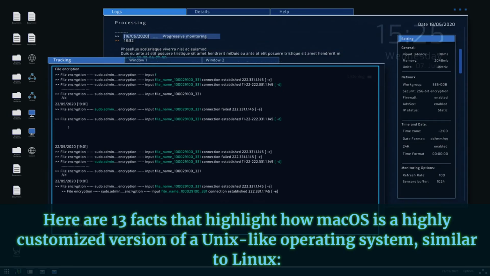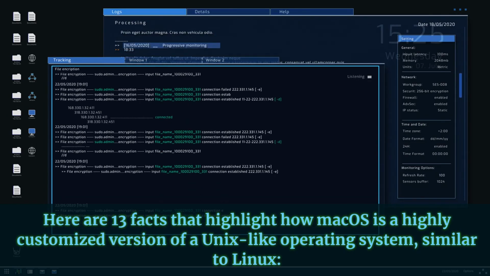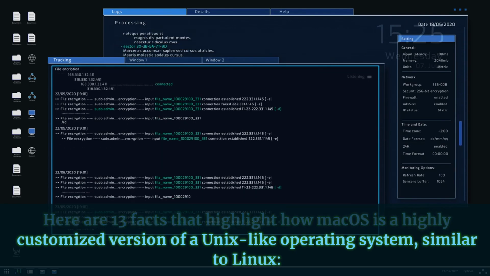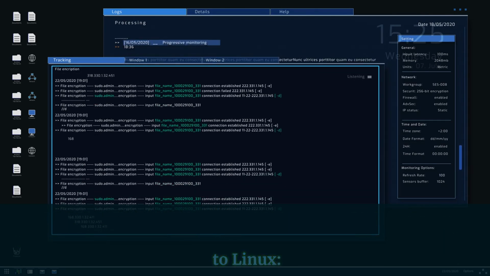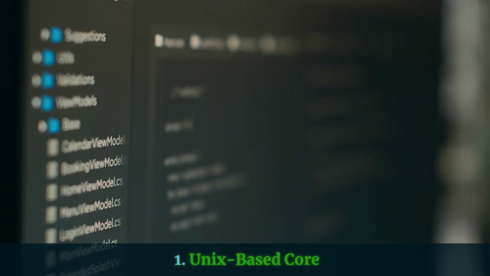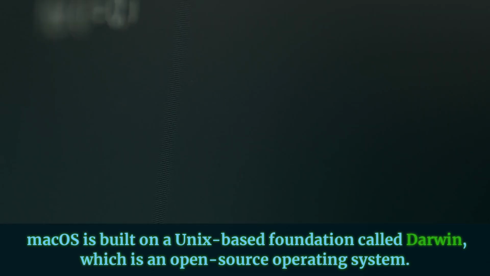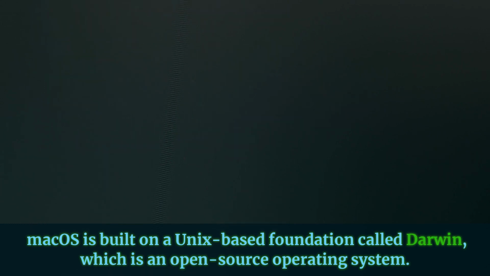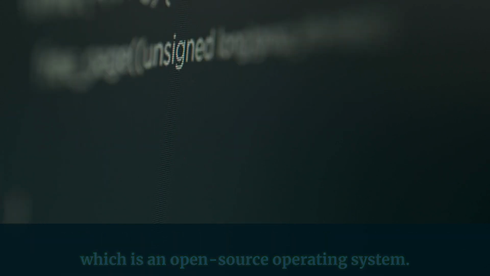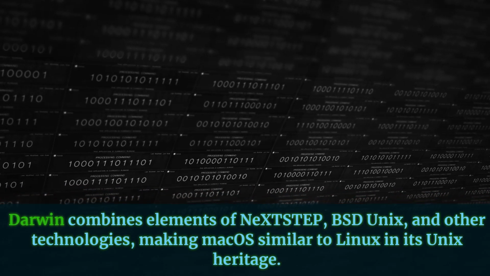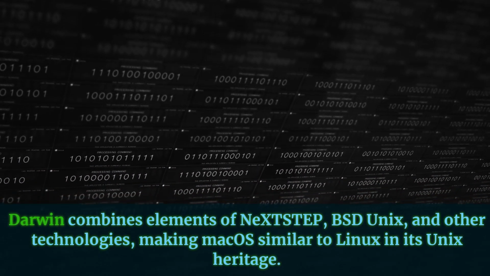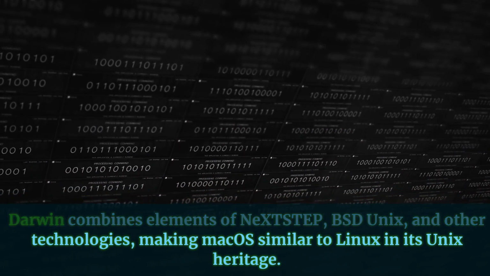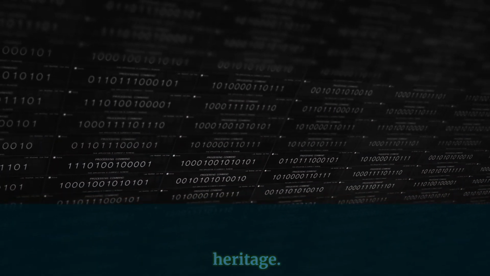Here are 13 facts that highlight how macOS is a highly customized version of a Unix-like operating system, similar to Linux. 1. Unix-based core. macOS is built on a Unix-based foundation called Darwin, which is an open-source operating system. Darwin combines elements of NeXTSTEP, BSD Unix, and other technologies, making macOS similar to Linux in its Unix heritage.